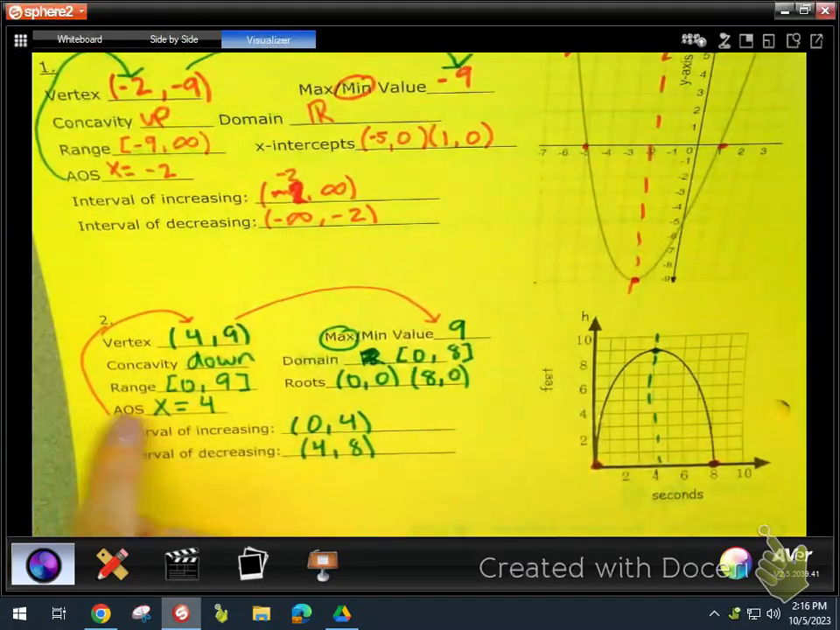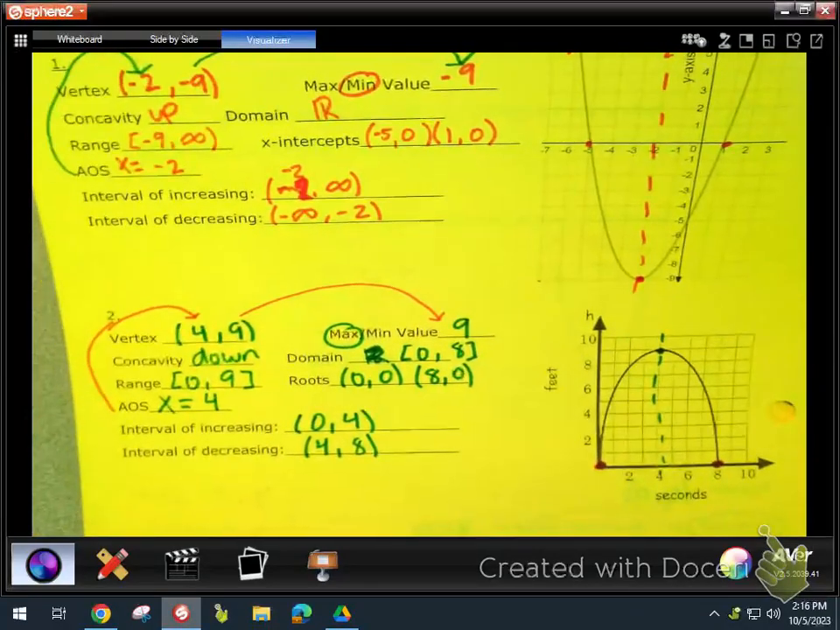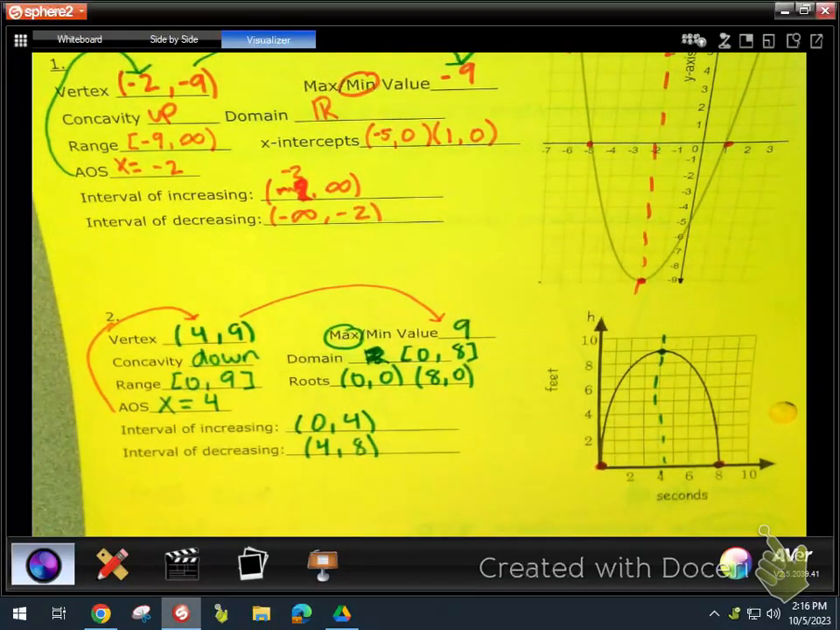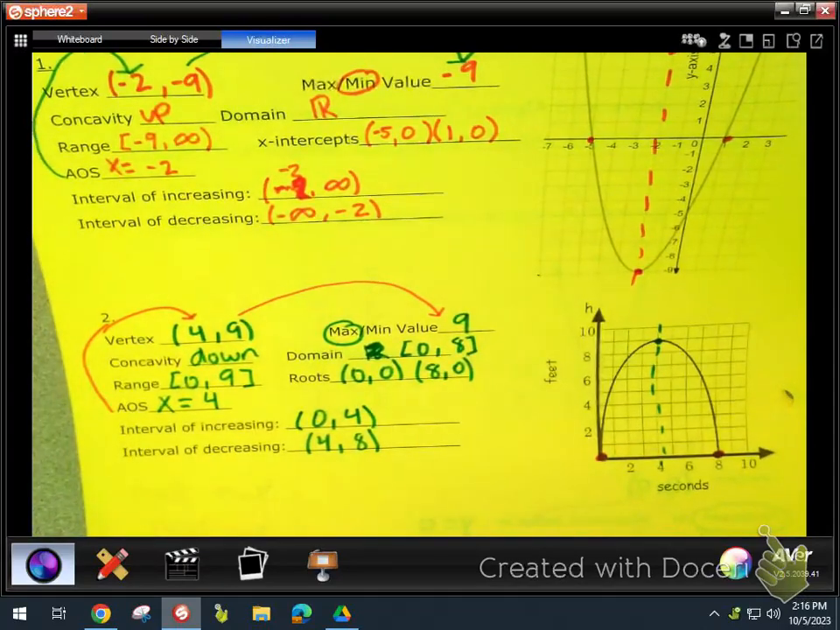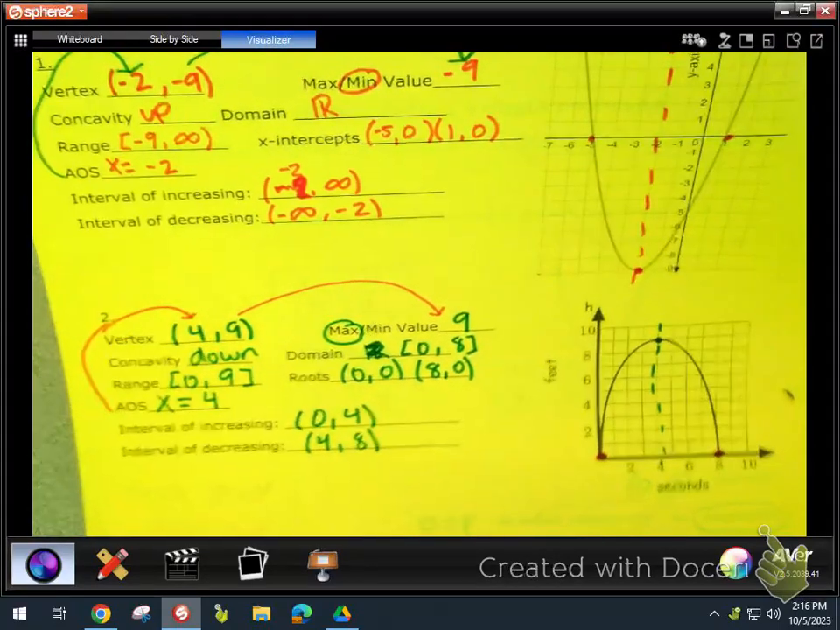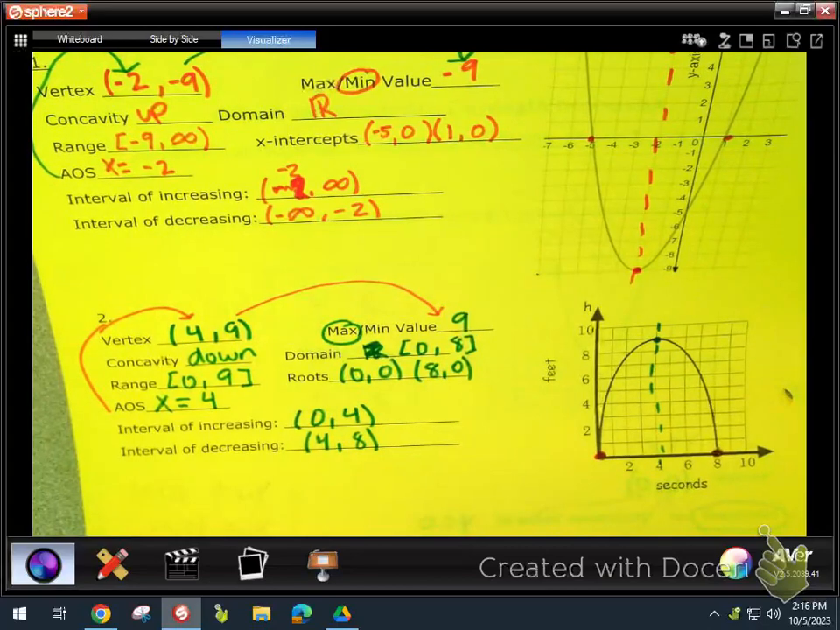I kind of drew arrows to where stuff came from. You can see there's a lot of important information from that vertex. And then also the roots are really, really important as well here too. Okay? So there was the other graph. Being able to identify from that is big.